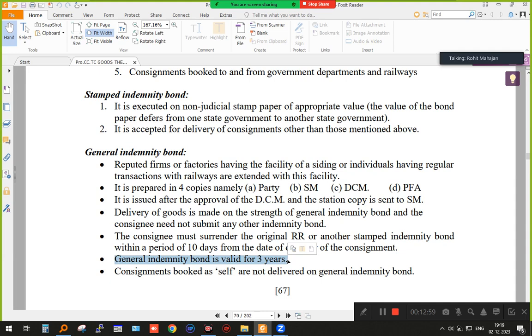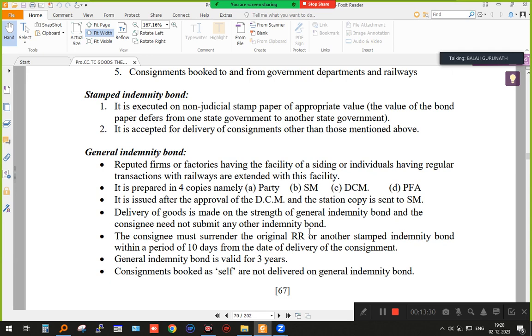So once again, sir. This general indemnity bond agreement between the railways and the party is valid for 3 years. After 3 years, he has to make a new one. But for delivery of consignments, the RR should be surrendered within 10 days, or failure to give the RR, every time he takes delivery, he has to give one stamped indemnity bond. Any number of times he can take delivery, within 10 days he has to give the RR.